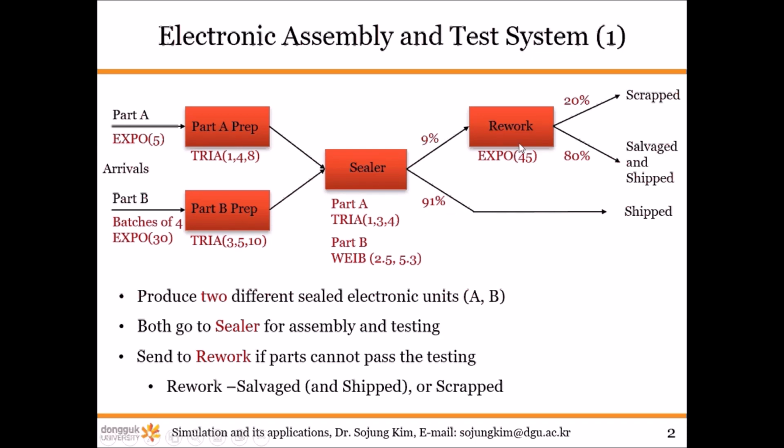The rework process follows the exponential distribution with a mean of 45 minutes, and then 20 out of 100 will be scrapped, and the other 80% of the reworked parts will be salvaged and then shipped. So in this module we need to consider the decision process after the rework process. Also, we need to consider the decision process after the sealer process, plus we need to use these four different process modules in Arena.